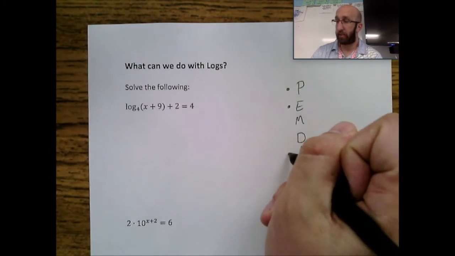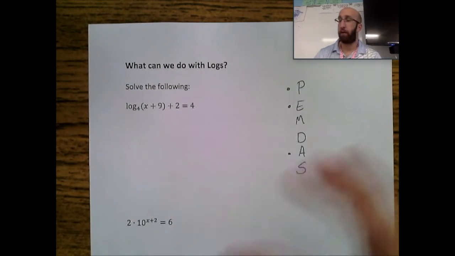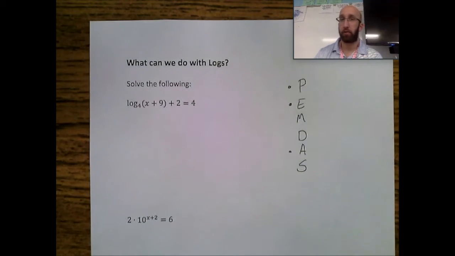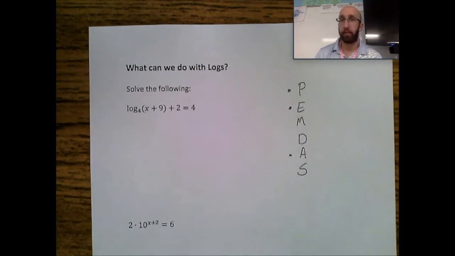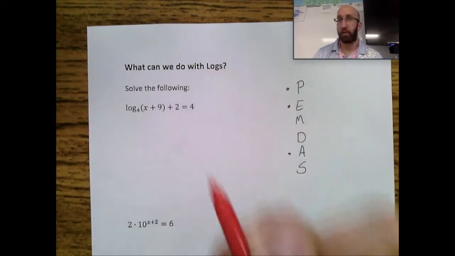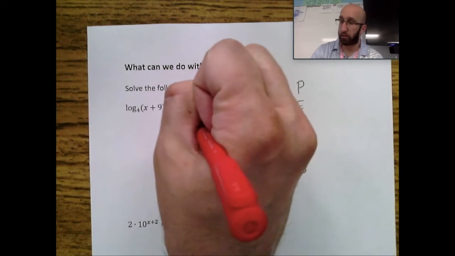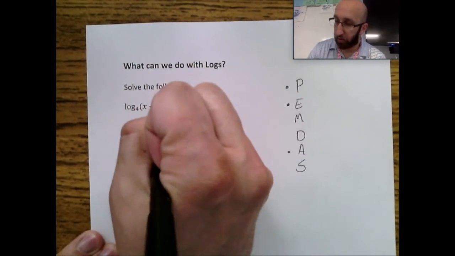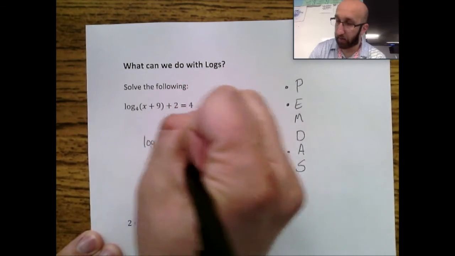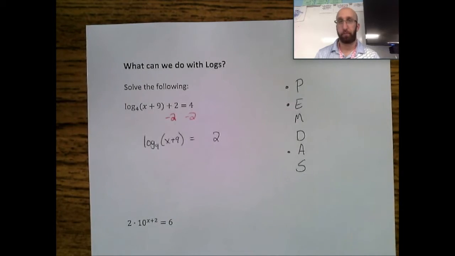And that is addition. So if I want to get x by itself, I need to work PEMDAS backwards. So I need to get rid of the addition first, then the exponents, then the parentheses. So the opposite or the inverse of adding 2 is subtracting 2. Great, start with that. So you get log base 4 of (x plus 9). And on the right side, 4 minus 2, which is 2.